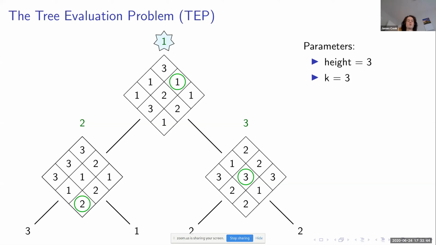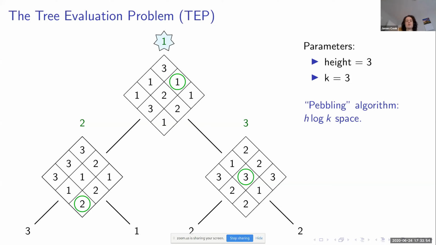We call this the pebbling algorithm. That name might make sense if you've seen pebbling games. The pebbling algorithm takes h times log k space, because at some point it needs to remember the values of h different nodes at the same time. So what I want to do now, I've got a few minutes left, is talk about how our algorithm does better than the pebbling algorithm.